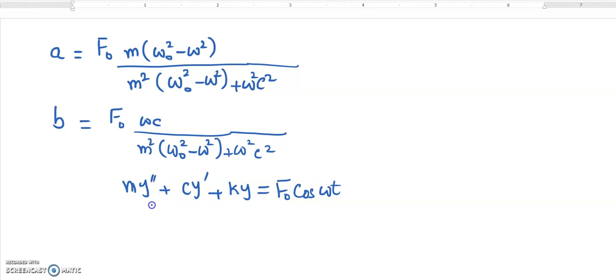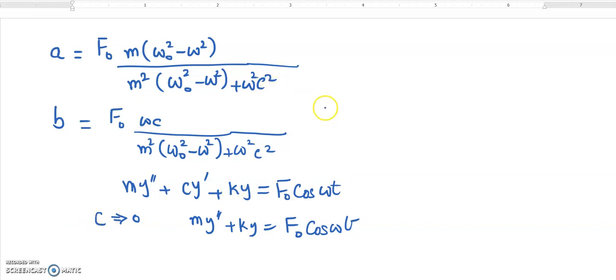So in this equation, if c approaches 0, that means c is negligible, then we will have this type of equation: m y double prime plus k y is equal to f naught cosine of omega t. So when c is 0, how will these a and b coefficients change?